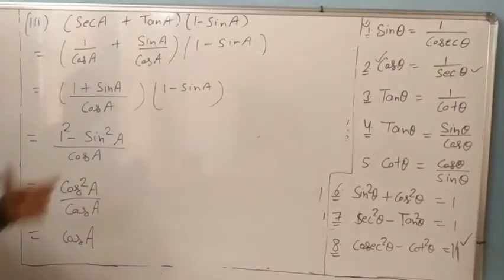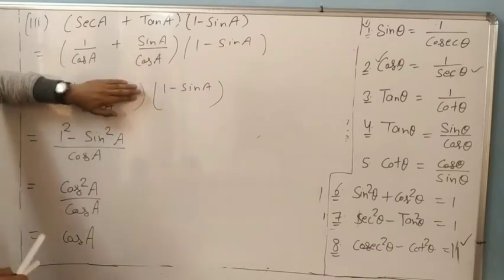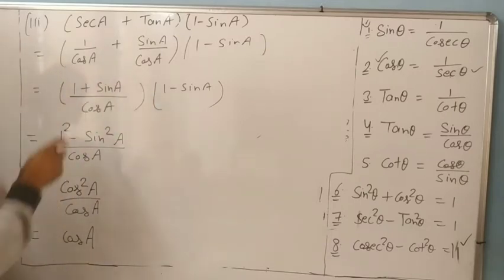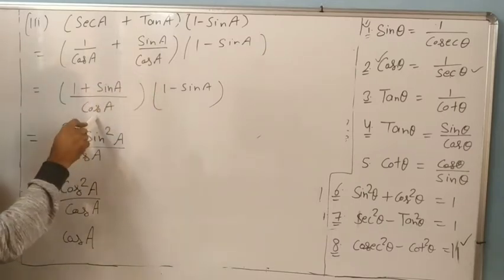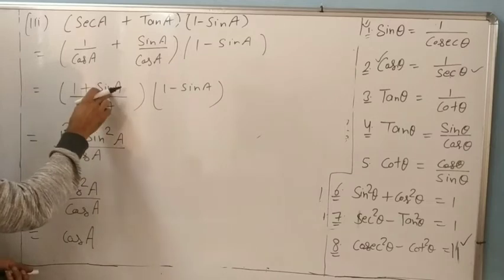Look at now. They are in fraction, and with fractions what will we do? By taking LCM we will add. Cos A and cos A, LCM is cos A. It is 1 by sin A. Again you have to identify a plus b.